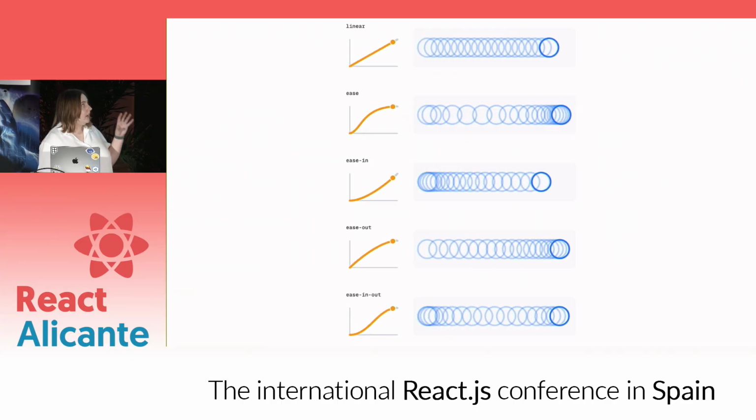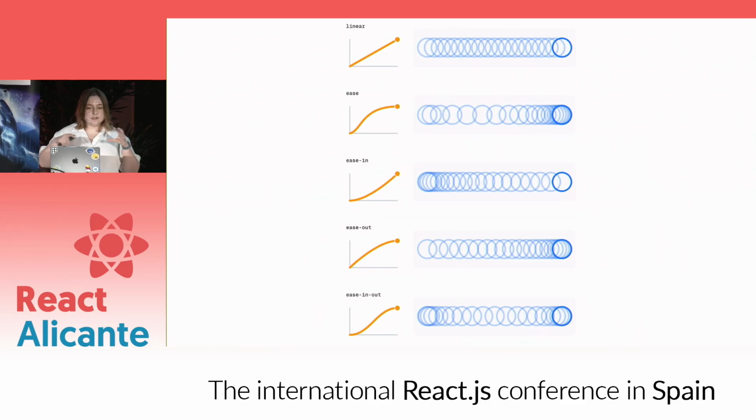Here are the built-in timing functions on the timeline. You can see that linear moves at a constant speed. Ease, that's the default, starts fast and then slows down towards the end. Ease in starts slow and then speeds up, and ease out is the opposite. It starts fast and then slows down. And ease in out combines both. Basically, it is a slow start, fast middle, and then slow end.